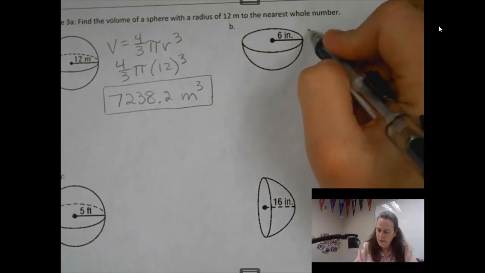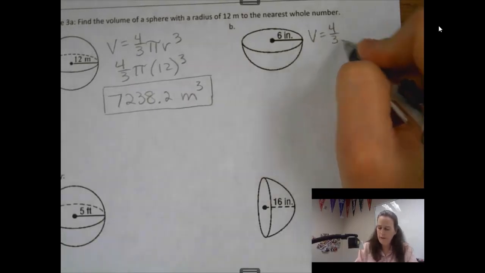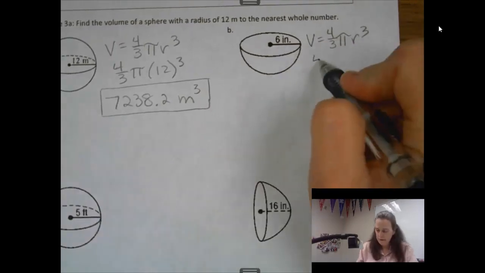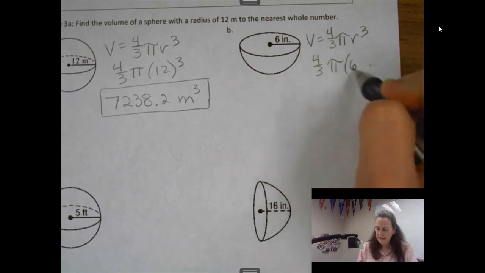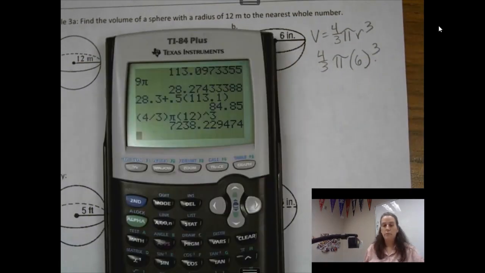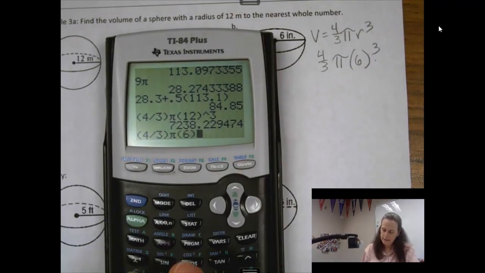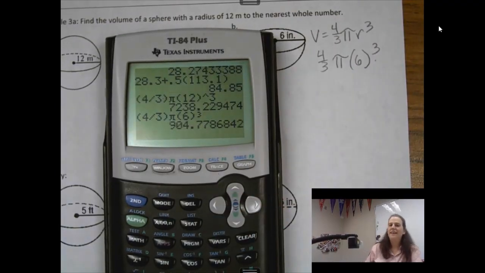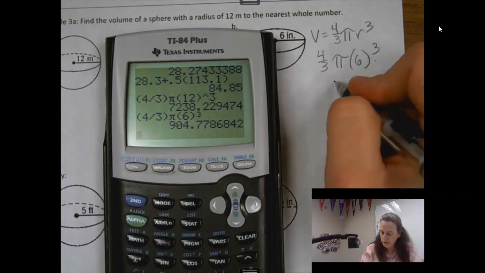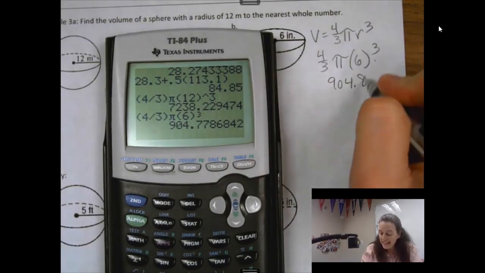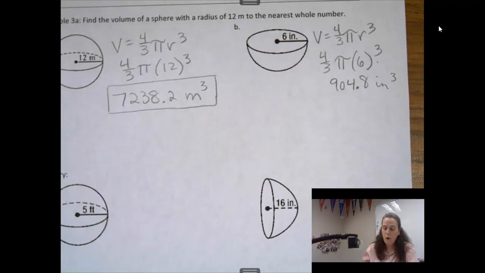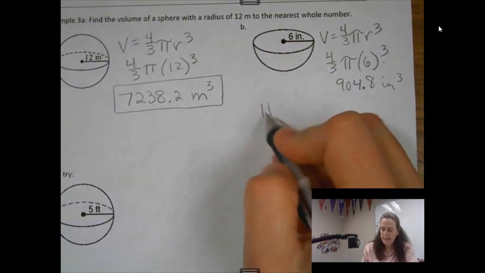So let's try it. The volume, 4/3 pi r cubed. They gave us the radius. Awesome. 4/3 pi 6 cubed. Let's put that in our calculator. 4/3 pi 6 cubed, and we get 904.8, we're rounding, inches cubed. Now that's the whole sphere, but I need to break it down.